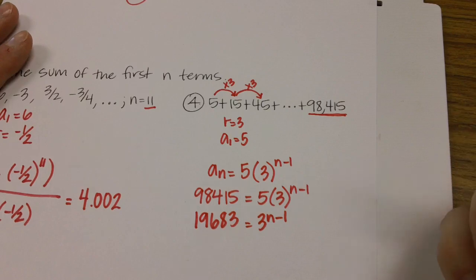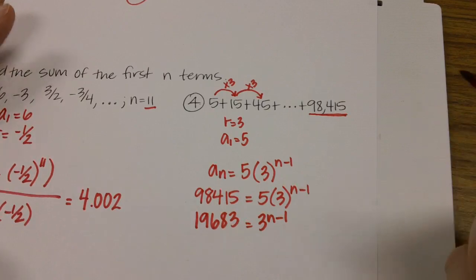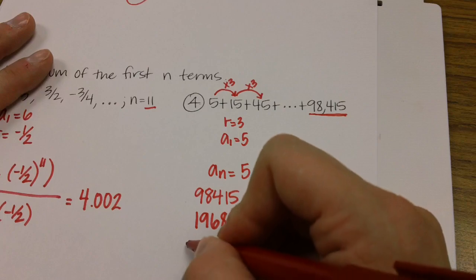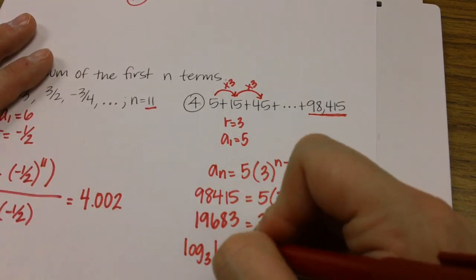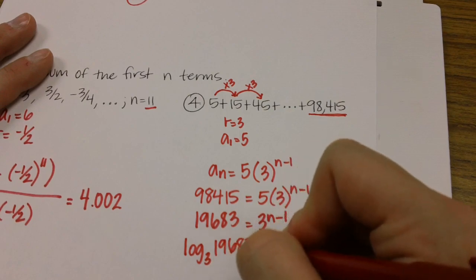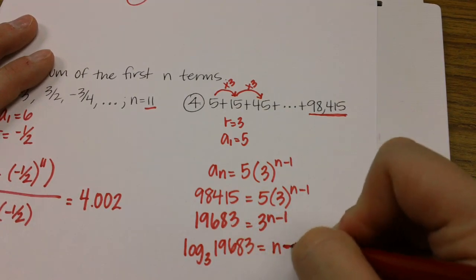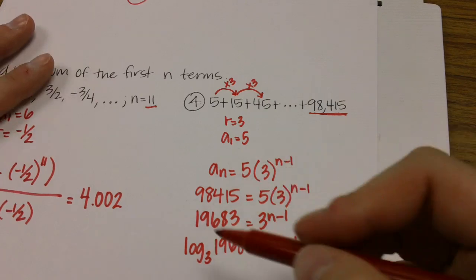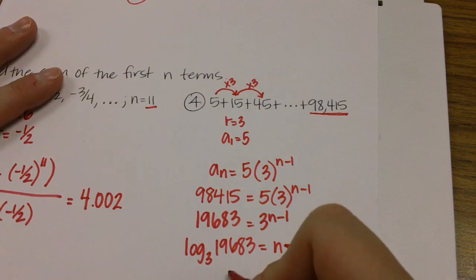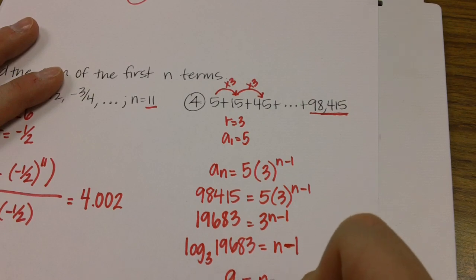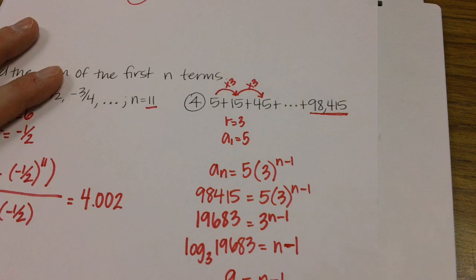And then we're going to use our logs. So a couple different ways we can say log base 3 of 19,683 equals n minus 1. And then simply using our change of base formula, we can do the log of 19,683 divided by the log of 3, and that is going to give us 9. So 9 equals n minus 1. And then we just add 1, so n is 10.